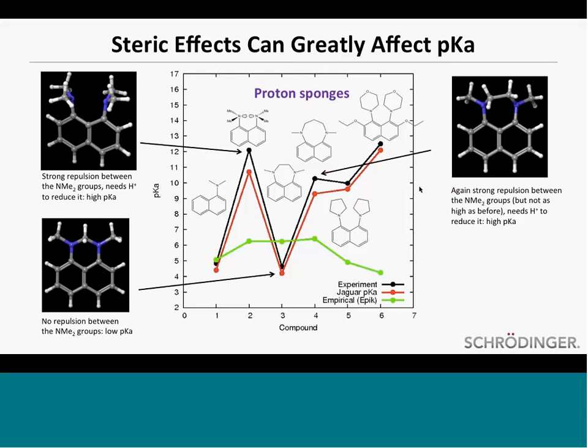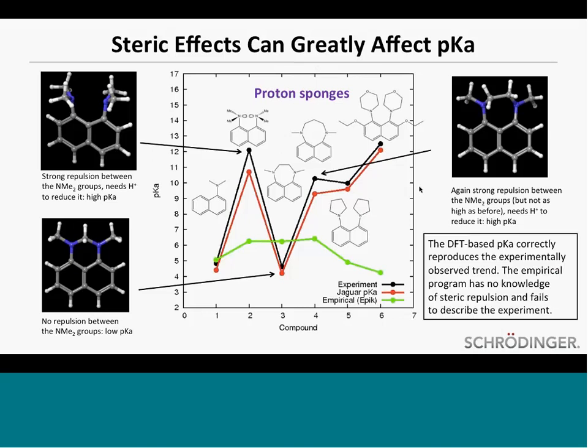Now, the black line corresponds to the experimental pKa, and the red line corresponds to that computed, in this case, using Jaguar's pKa algorithm. And what you can see is that if you were to use an empirical algorithm, in this case EPIC, you would absolutely get this wrong. It's just too subtle for EPIC to be able to pick it up. So here we want to use DFT-based pKa to correctly reproduce the experimentally observed trend, especially in this delicate electronic case.